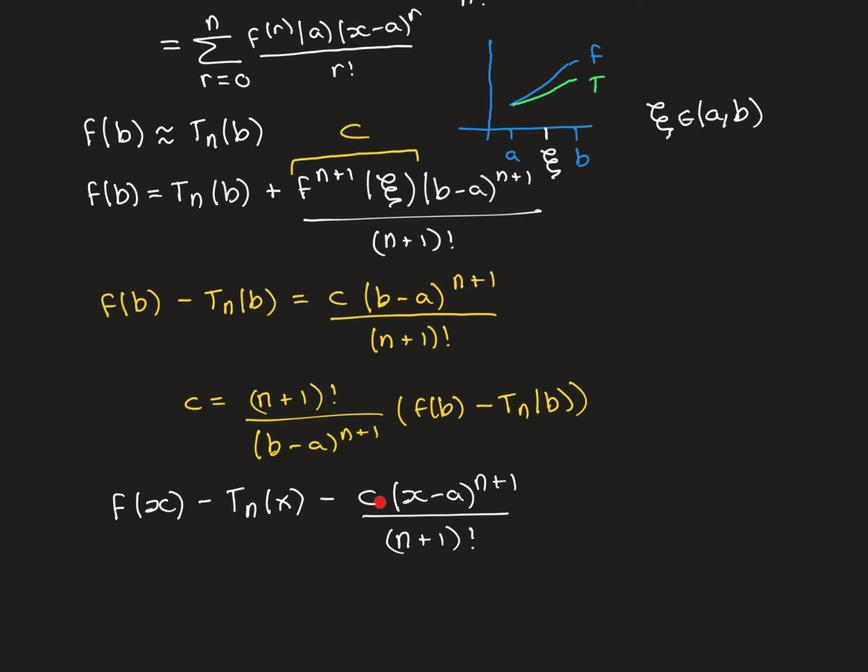So we've got our c there, and then it's times (x minus a) to the power of n plus 1 divided by (n plus 1) factorial. This is just a polynomial term, (x minus a) to the power of n plus 1, and then it's divided through by (n plus 1) factorial, which is just a constant, so it's still just a polynomial function. So I've just got f minus two polynomial functions here.